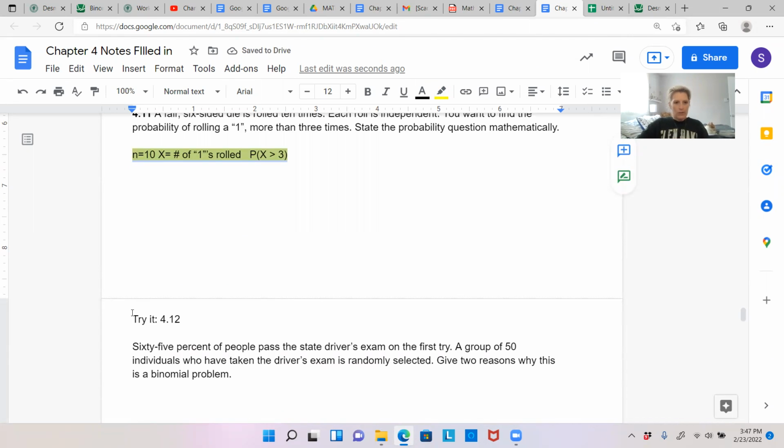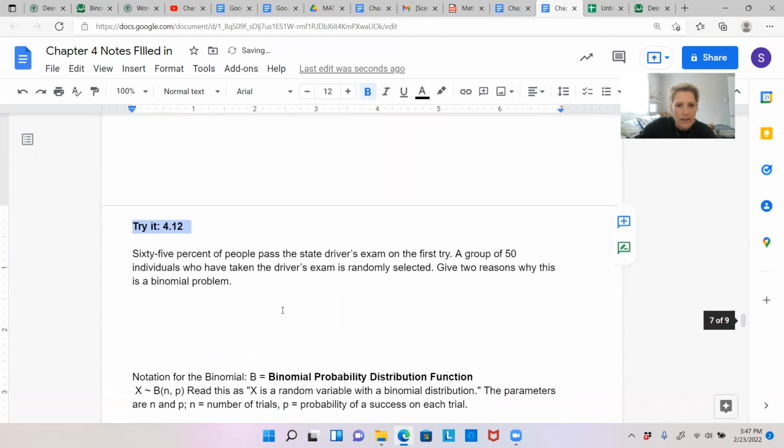So try it 4.12. Says 65% of people pass the state driver's exam on the first try. A group of 50 individuals who have taken the driver's exam is randomly selected. Give 2 reasons why this is a binomial experiment. Well, the first one is we have a fixed number of trials, fixed n equals 50.